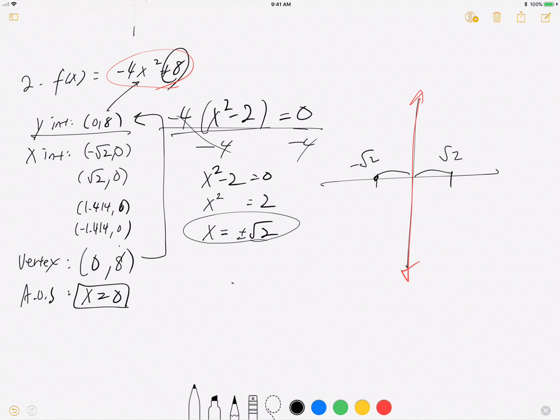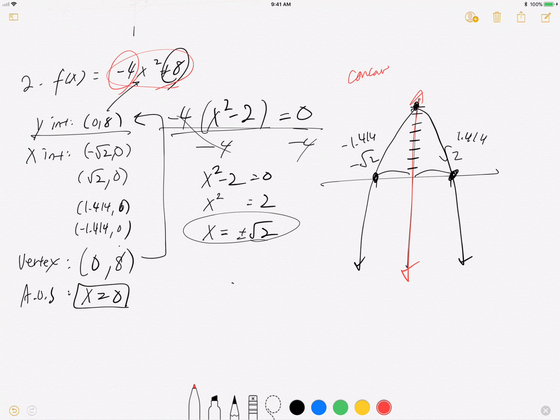So I'm going to plot at negative root 2, which is negative 1.414, and positive root 2, 1.414. And then the y-intercept, or the vertex, will be at 8. So it's an upside down shape like that, because take a look at the a value, it's concave down. Domain, again, all real numbers.